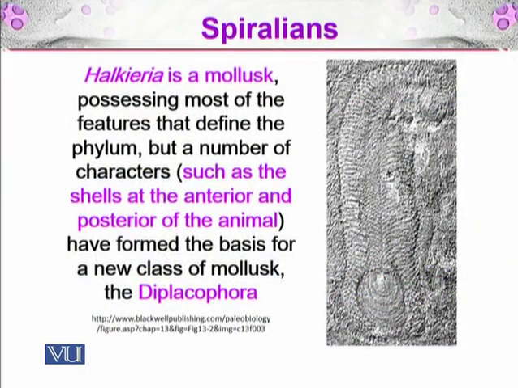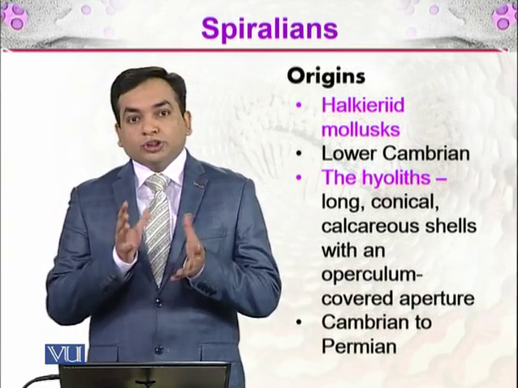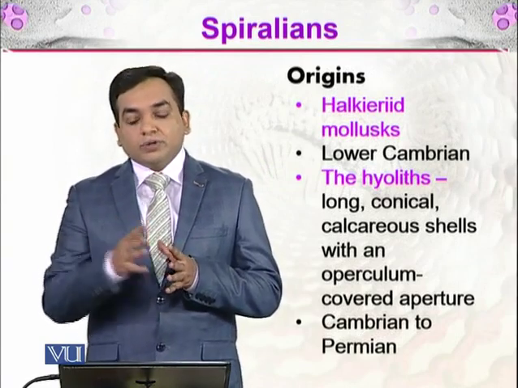So here you can see a diagram of Halkieria. Halkieria is a mollusk possessing most of the features that define the phylum, but with a number of distinctive characteristics such as a shell at the anterior and the posterior of the animal. On the right side you can see a picture of the Halkieria fossil, with an anterior as well as a posterior shell. On the basis of the presence of shells, we say this is a new class of mollusks, the Diplacophora. Di means two, and Placophora means having a shell, so two shells, one anterior and one posterior.